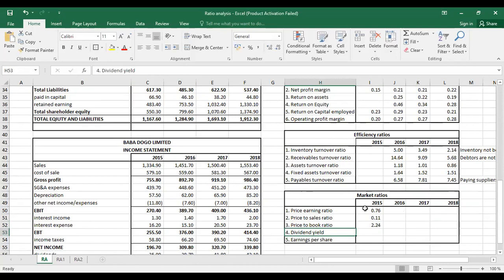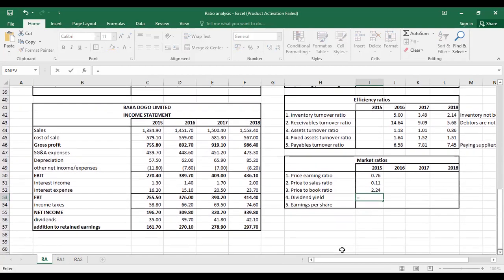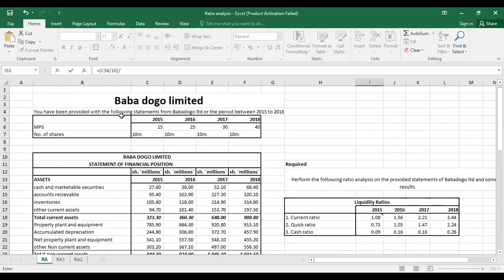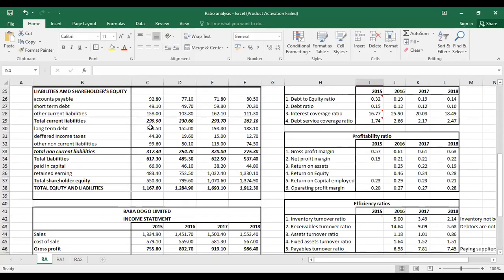Then you have the dividend yield. So dividend yield is the dividend per share divided by the market price. To find dividend per share, it is the dividends paid divided by the number of shares, a very simple concept. So there were 10 million, then you divide by the market price per share, the 15 there.